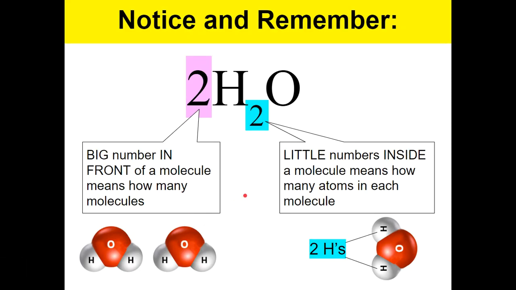Now, one thing that is different about chemical equations is that you remember for a chemical formula, you've got these little numbers that go inside the chemical formula sometimes. Now, these little numbers inside the molecule mean how many atoms are in each molecule. So this 2 here means that there are 2 hydrogens in one water molecule. Now, this big number in front of the molecule in a chemical equation tells you how many molecules of that we are talking about. That means in that reaction, you need at least 2 of these molecules.